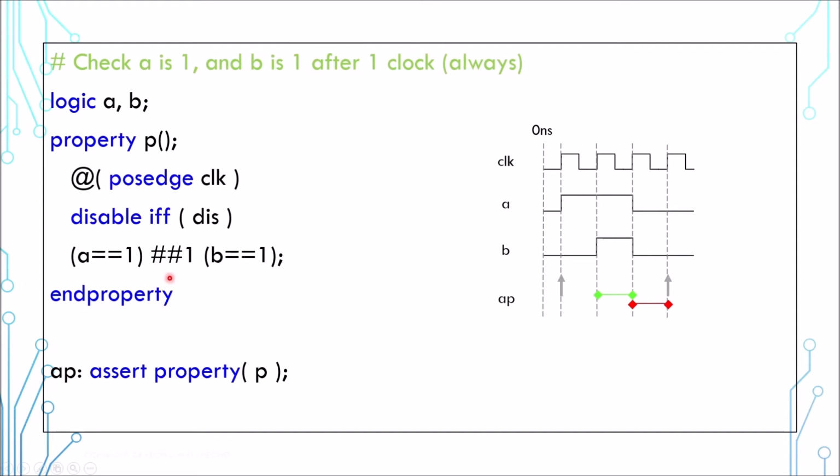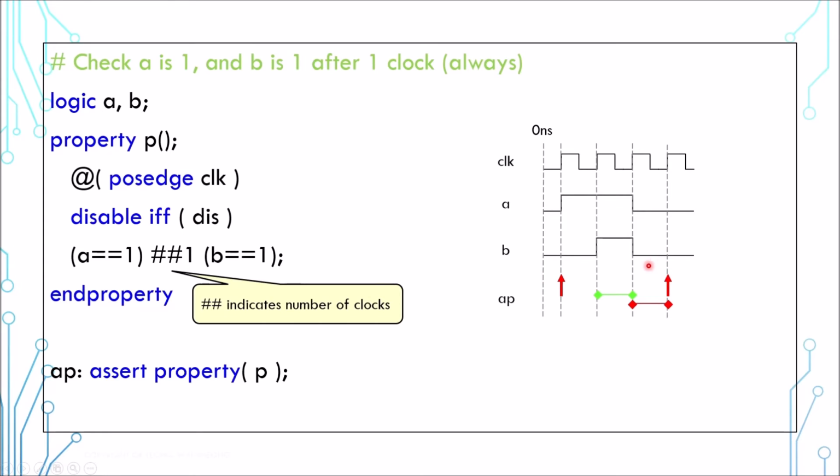This example is similar to the one before. The double hash is used for delay, where it indicates number of clocks. Here it means check A equals 1, and 1 clock later check B equals 1. However, unlike implication, this part is not a condition. If A is not 1, the property fails. Generally, double hash is not used like this because the assertion can only pass if A and B are 1 pretty much at all time. This example is to show its behavior in the simplest manner.